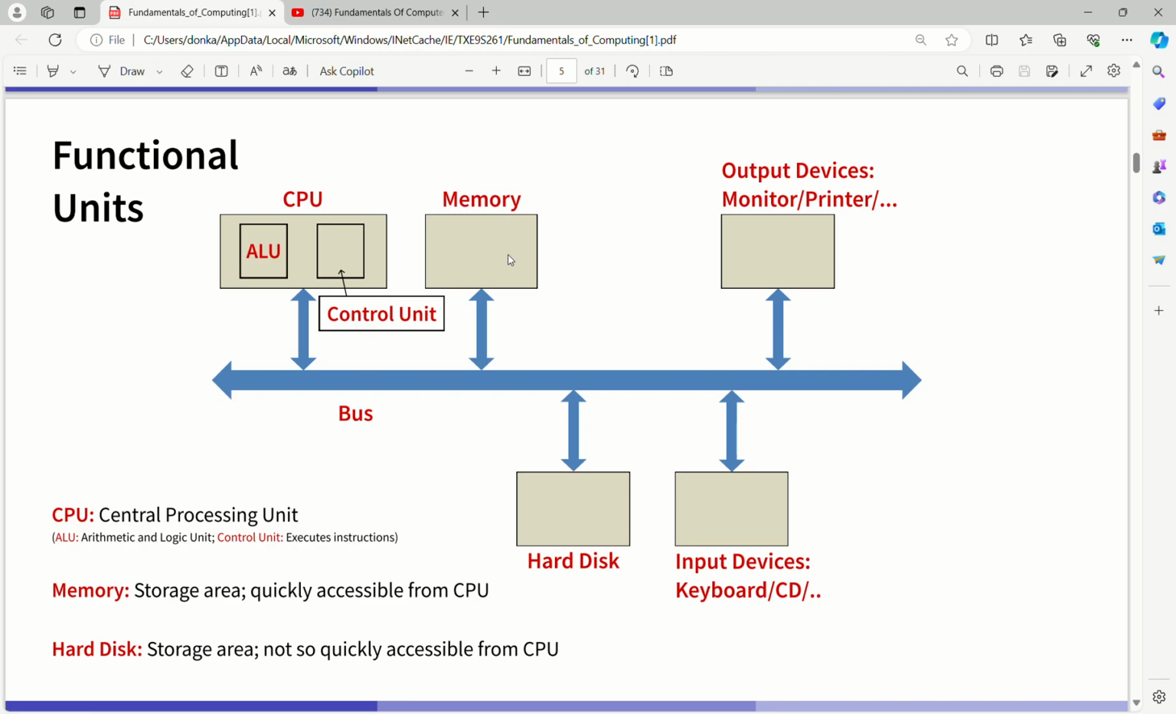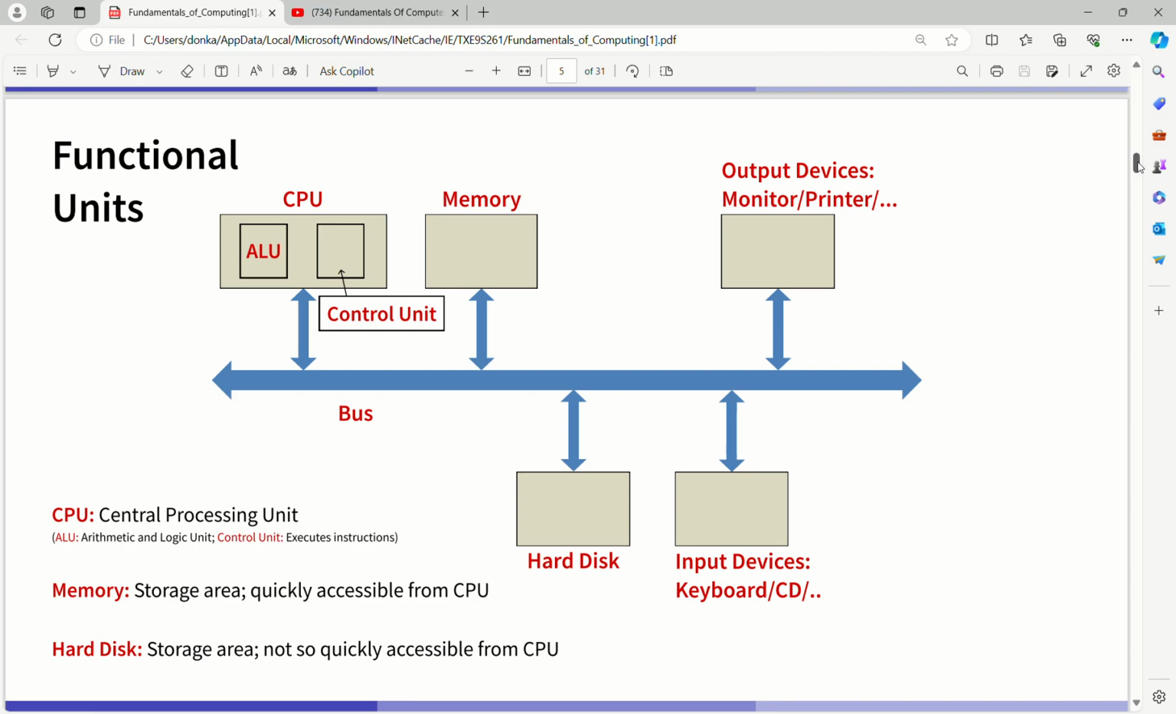And this is the memory. It is the storage area. It is quickly accessible from CPU. And next, this is a hard disk. It is also a storage area. It is not quickly accessible from CPU. And next, these are output devices like monitor, printer, etc. And these are input devices like keyboard, CD, etc.